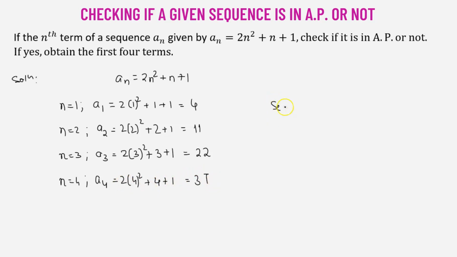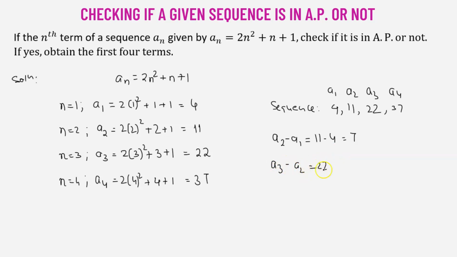So we have obtained our sequence. It is given by the first term, which is 4, a1. We have our second term, which is 11, a2, and we have our third term, 22, which is a3, and 37, which is our fourth term. Now we'll compute a2 minus a1. So this is 11 minus 4, which gives us the value 7. Then we'll compute a3 minus a2, which is 22 minus 11, giving us the value 11. And we have a4 minus a3, which is 37 minus 22, and this gives us the value 15.